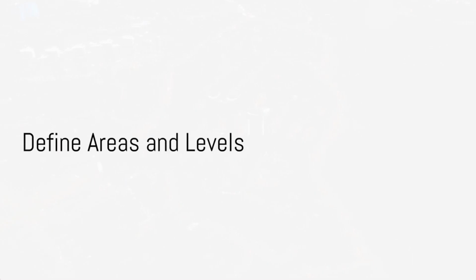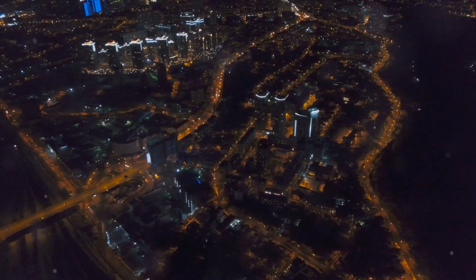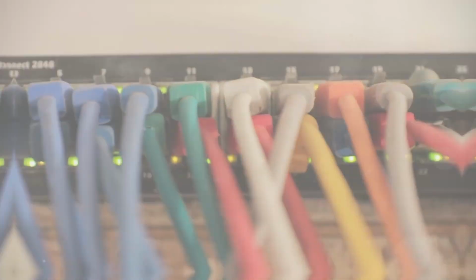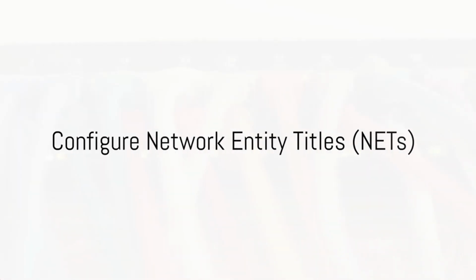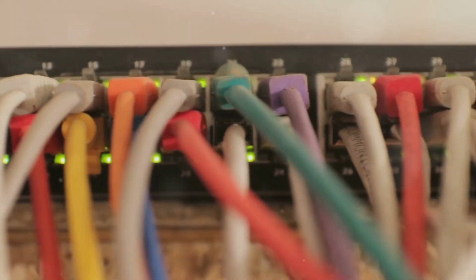First, define the areas and levels in your IS-IS network. Think of it as drawing your city's districts and deciding on the hierarchy of administration. Next, configure the network entity titles, or NETs. These unique identifiers, much like postal codes, distinguish one router from another.